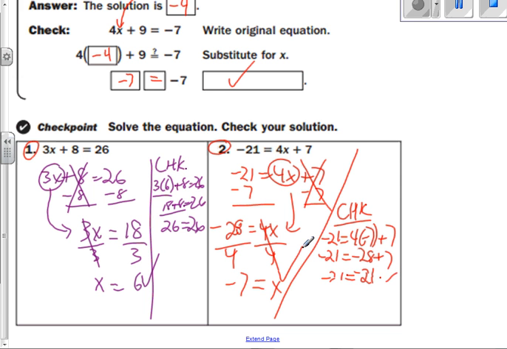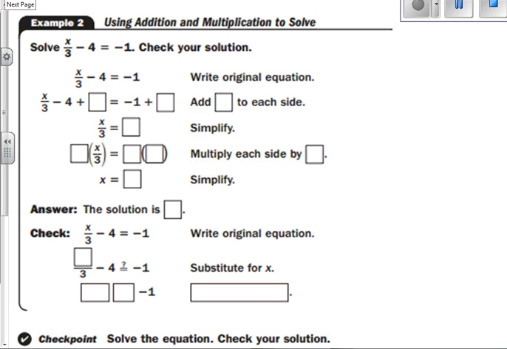All right, let's see what's next here. Now we're using addition and multiplication to solve the two-step equations. We start with our equation, x divided by 3 minus 4 is equal to negative 1. I am going to add 4 to both sides. The 4's on the left-hand side will cancel each other, giving me 0. We're left with just x divided by 3 is equal to negative 1 plus a positive 4, which is going to give me a 3.